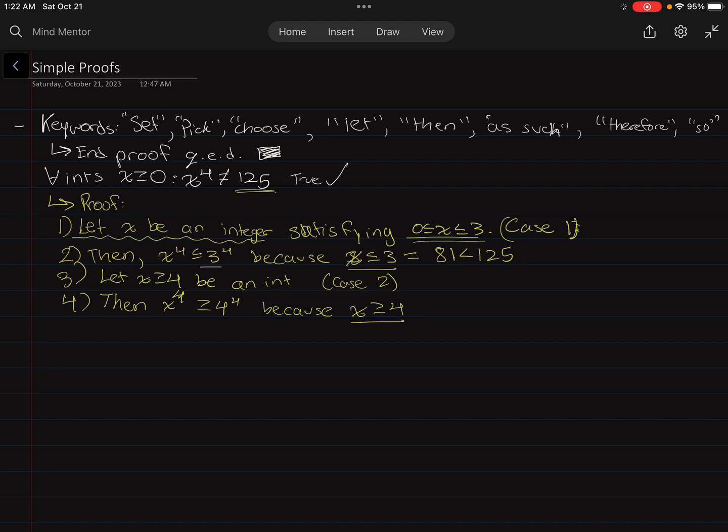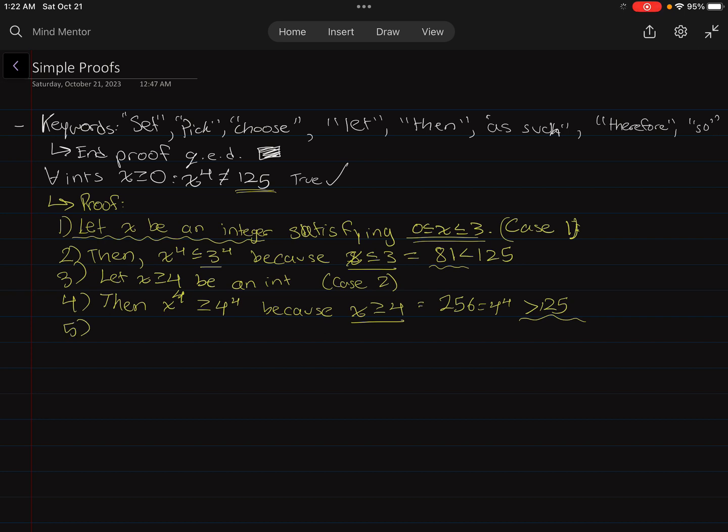Now, obviously, this means that 256 is 4 to the 4, which is greater than 125. So any number less than 3 will be less than 125, and any number greater than 3, when you take the fourth power of it, will be greater than 125. Therefore, you cannot have a number satisfying this theorem, making this theorem false.